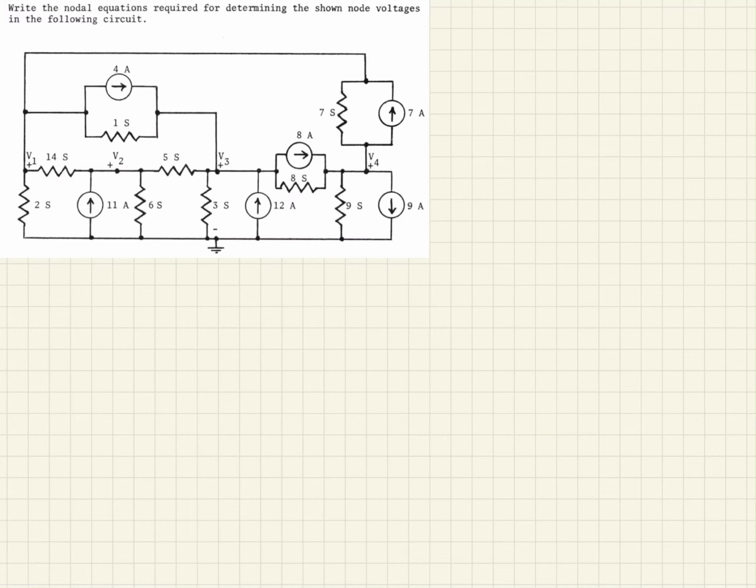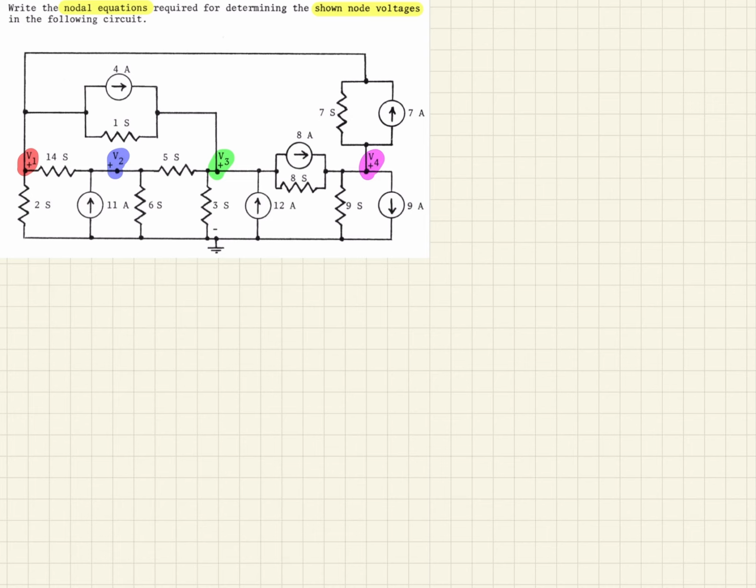So here we're given a fairly simple circuit, not as simple as some of the others we've seen, but here we're asked to come up with the nodal equations. We're not asked to solve them, just to derive them, and they want us to do it in a way such that we can determine the shown node voltages. And so they've identified 4 nodes of interest. So the first one is V1, next one is V2, next we have V3, and finally we have V4.